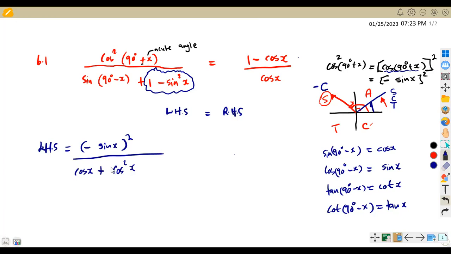So someone might ask, why are we even changing this identity? Why can't we just leave it in terms of sine?